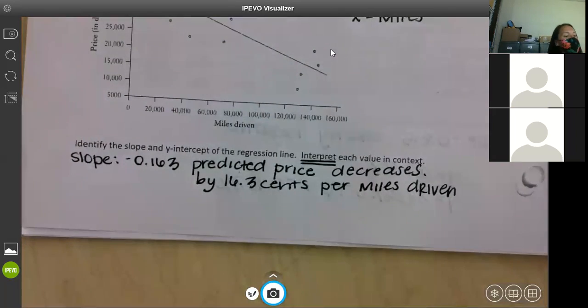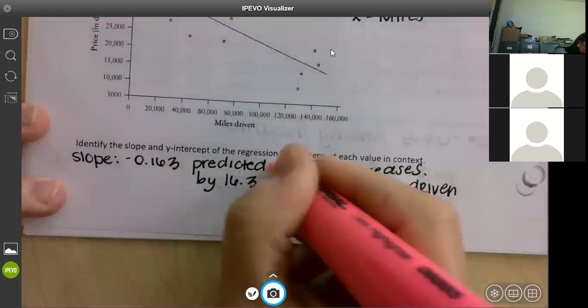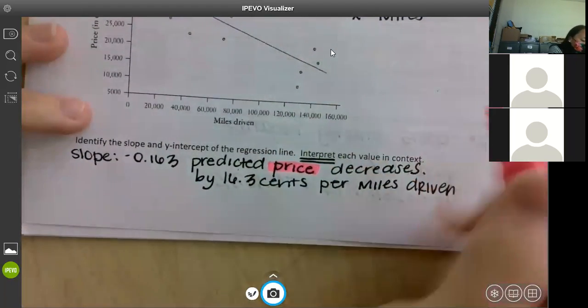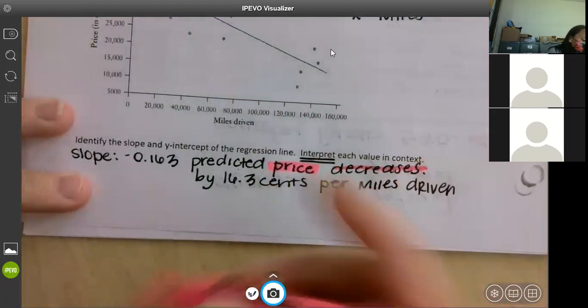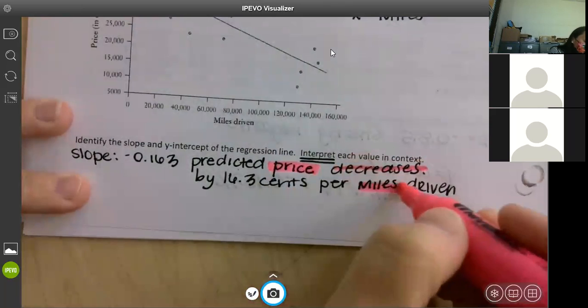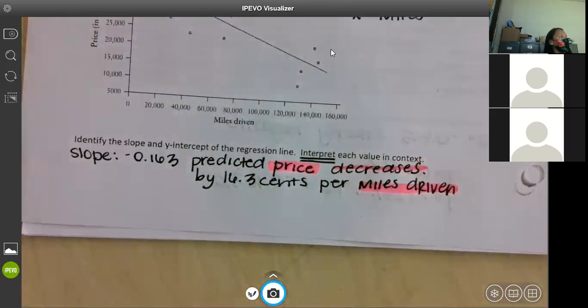So again, this is the same equation every single time. The only thing that'll change is predicted, whatever your y value is, increases or decreases, whatever value, per your x. Does everybody understand that? Okay, put it in the context of the problem, but it never changes.